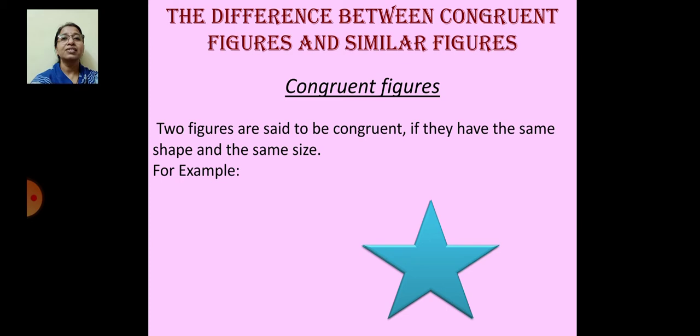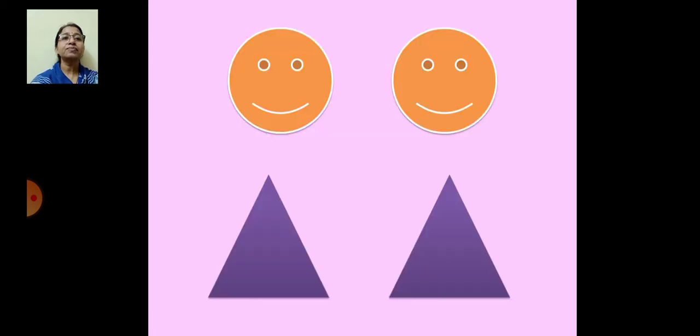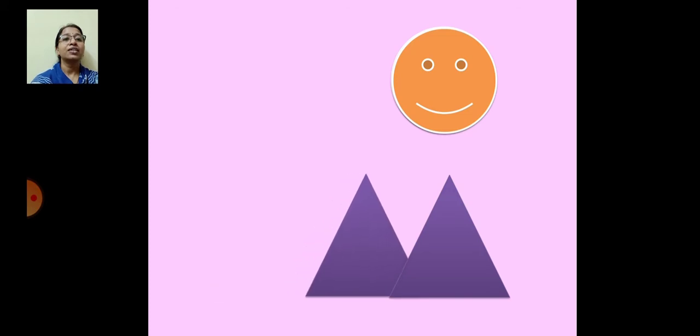Now let us see some more examples of congruent figures. Here two smileys are given. Let me overlap them. Yes, they exactly coincide with each other. Further, these two triangles also coincide with each other. So these are some examples of congruent figures.